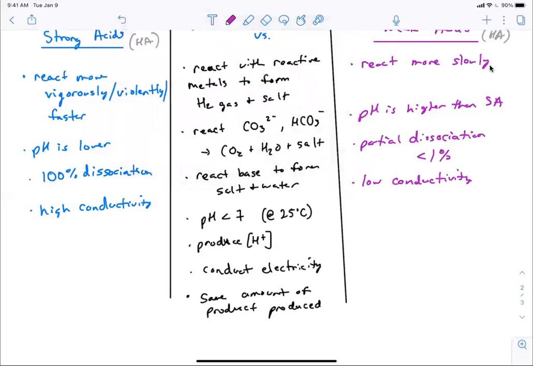So because of the dissociated ions, you will have a greater conductivity because there's 4 free-moving ions that are present in the solution.